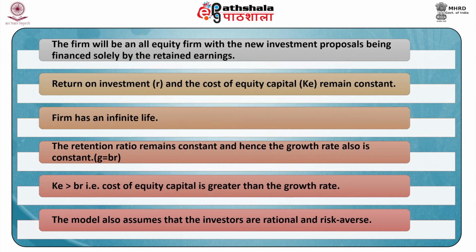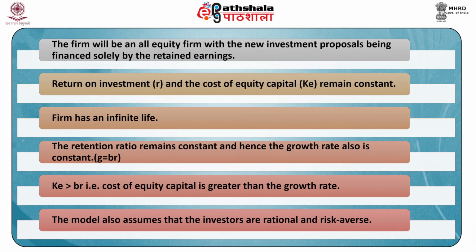Third, the firm has an infinite life. Fourth, the retention ratio remains constant and hence the growth rate also is constant. G is equal to BR. Fifth, KE is more than BR, that is, the cost of equity capital is greater than the growth rate.